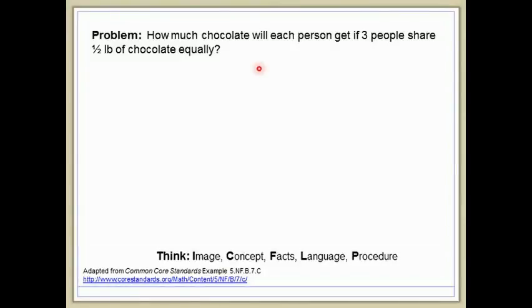So here's our problem again. How much chocolate will each person get if 3 people share 1/2 pound of chocolate equally? In this case, we'll go through it using a procedure.